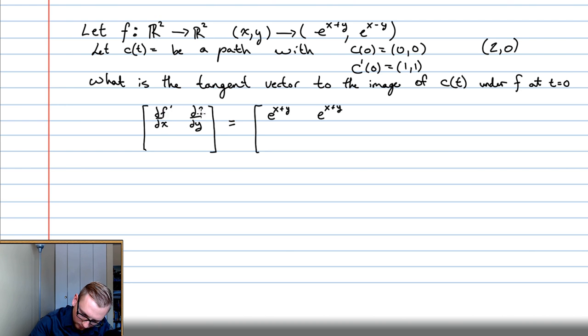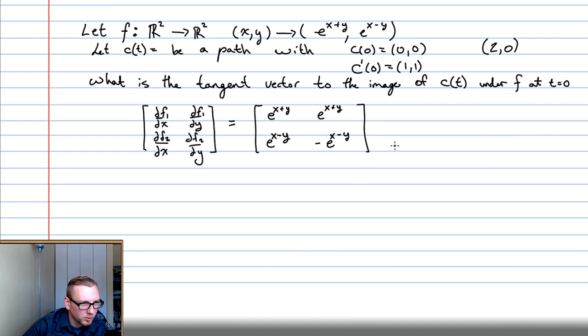This would be f1, f1, f1, df2/dx, and df2/dy. There we go. Function 1 with respect to x, to y, we're good. This would be e to the x minus y, and this would be minus e to the x minus y. Good.